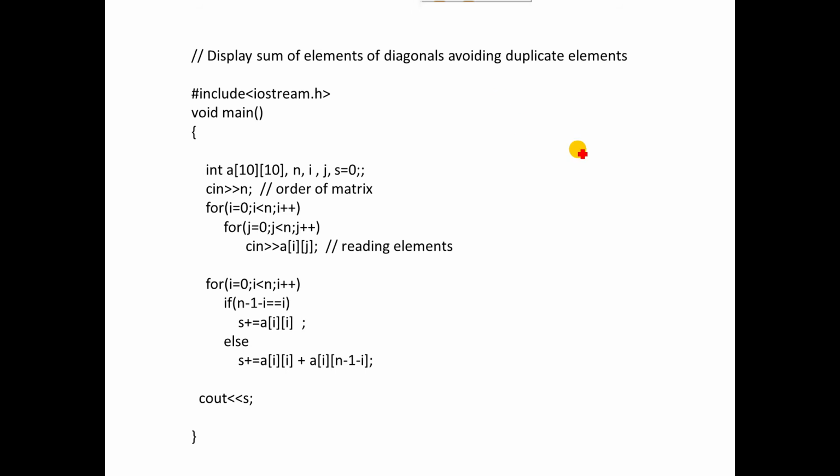Next is avoiding duplicate values in your sum. So to avoid duplicate values and using the second method, if n minus 1 minus i equal to i, then you will be finding the sum of only the diagonal. All the other cases you will be finding the sum of both diagonal as well as off diagonal. So this is like avoiding the duplicate elements.